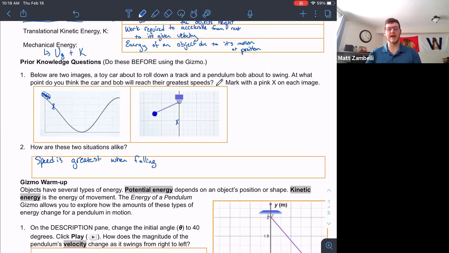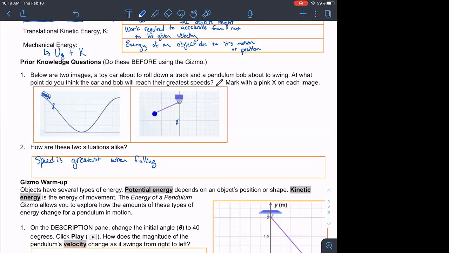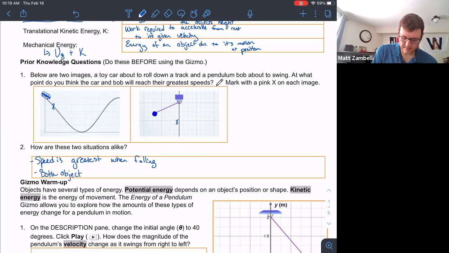All right. Anything else somebody else said? Everybody agree with that? Anybody have anything else they wanted to add or subtract? Adjust? Are we all good with that? These also involve the objects going up and down. Both objects move up and down. Awesome. Anything else we wanted to add here?